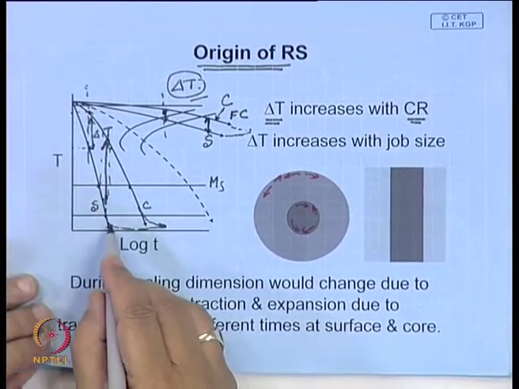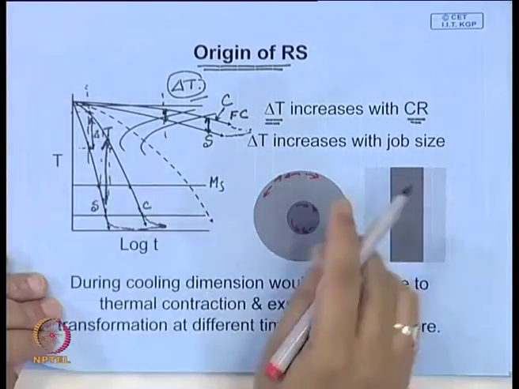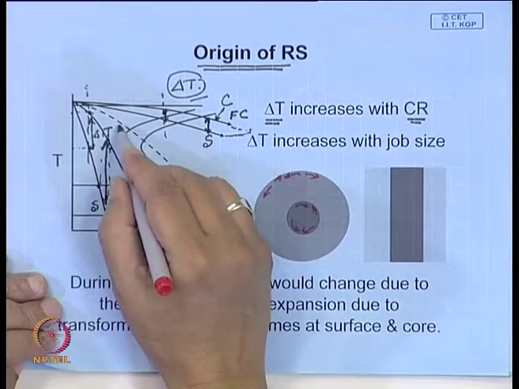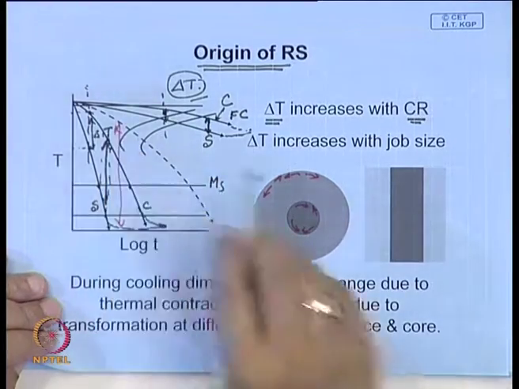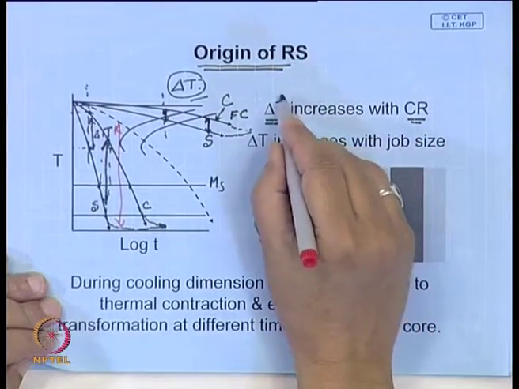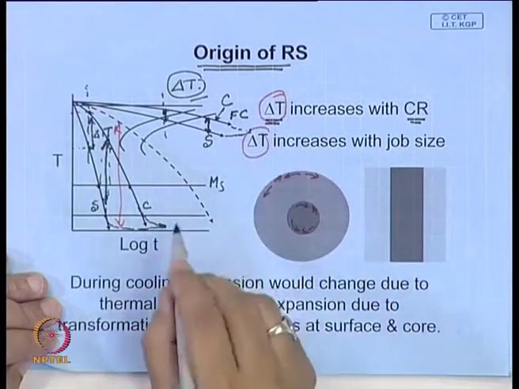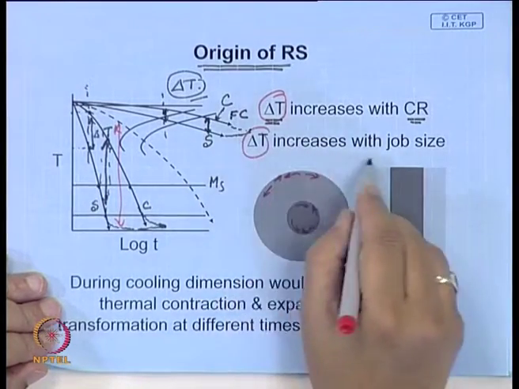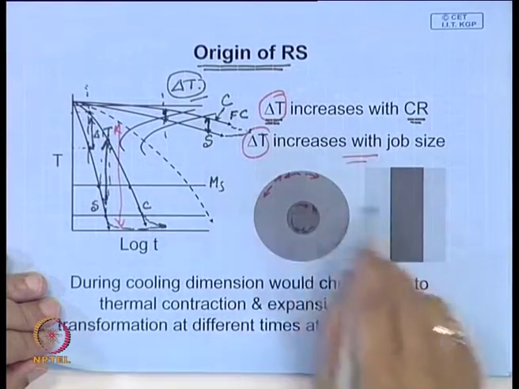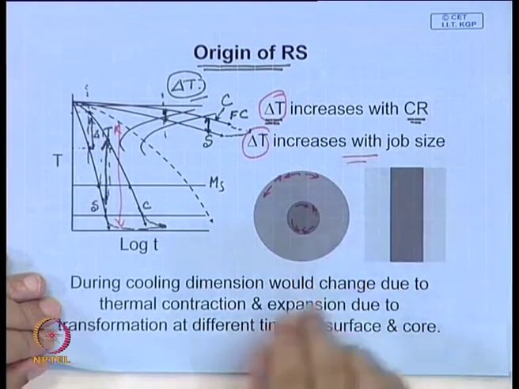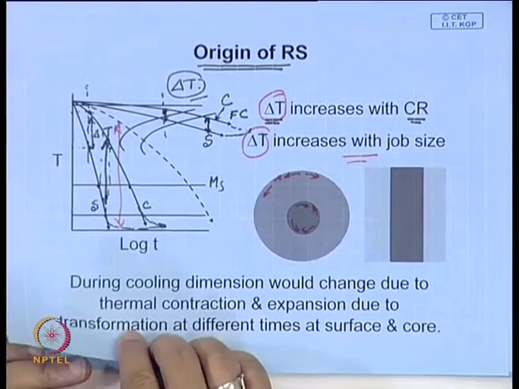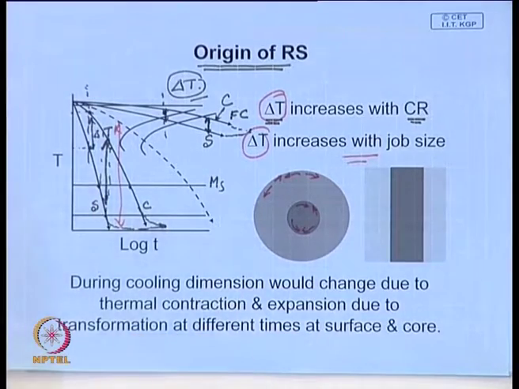And if your job size is more, suppose it is much bigger and you want to cool it, in that case this temperature difference can be much more. So, therefore, these are the two important things. To control the residual stresses, you have to play with the cooling rate depending on your job size and geometry, so that the job which you are subjecting to heat treatment does not undergo any distortion as well as does not develop residual stresses.